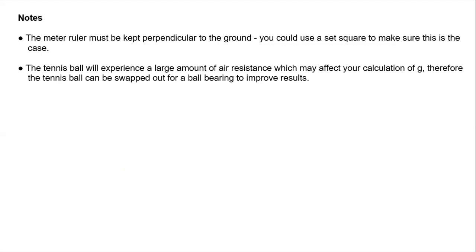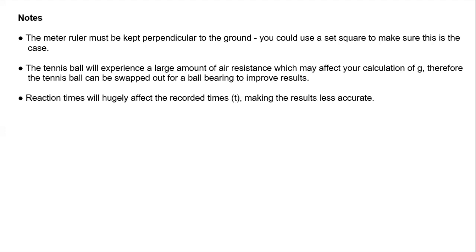The tennis ball will experience a large amount of air resistance, which may affect your calculation of g. Therefore, the tennis ball can be swapped out for a ball bearing to improve results. Reaction times will hugely affect the recorded times, T, making the results less accurate.